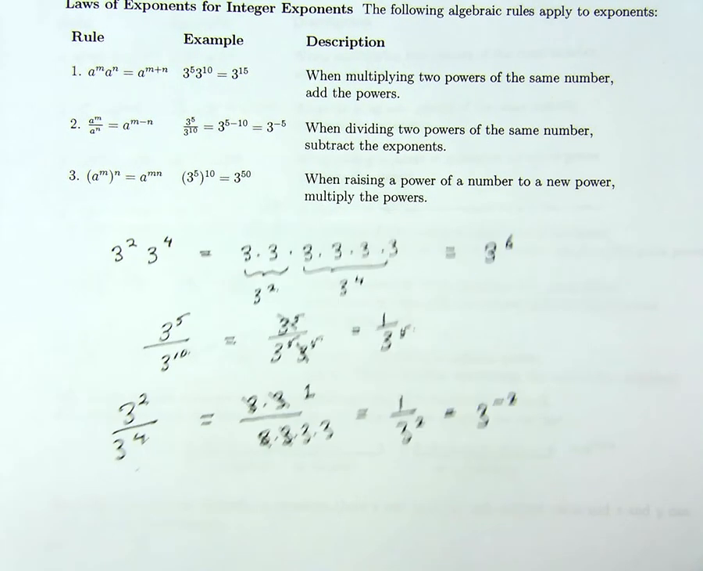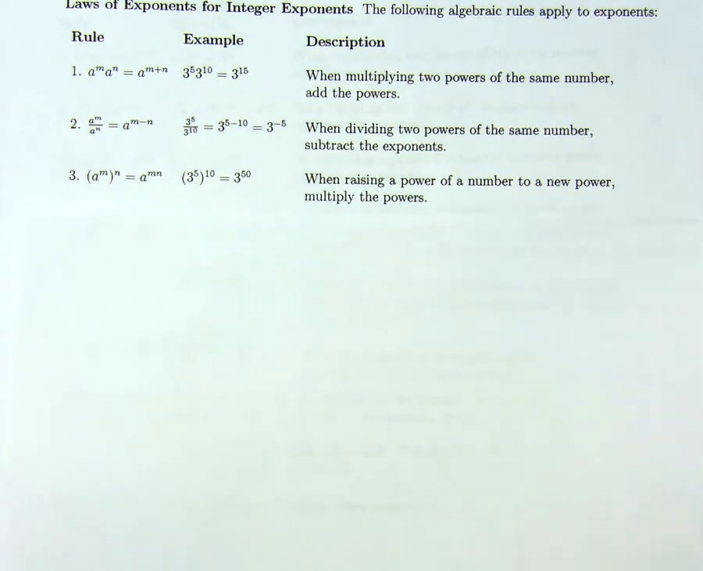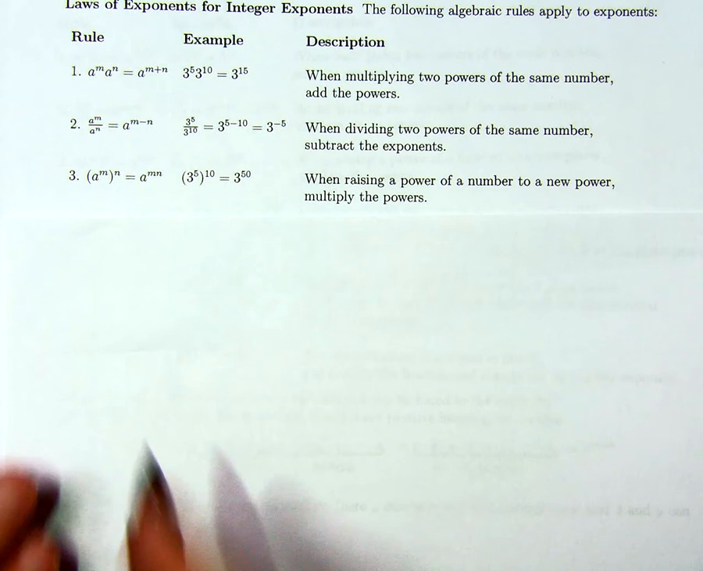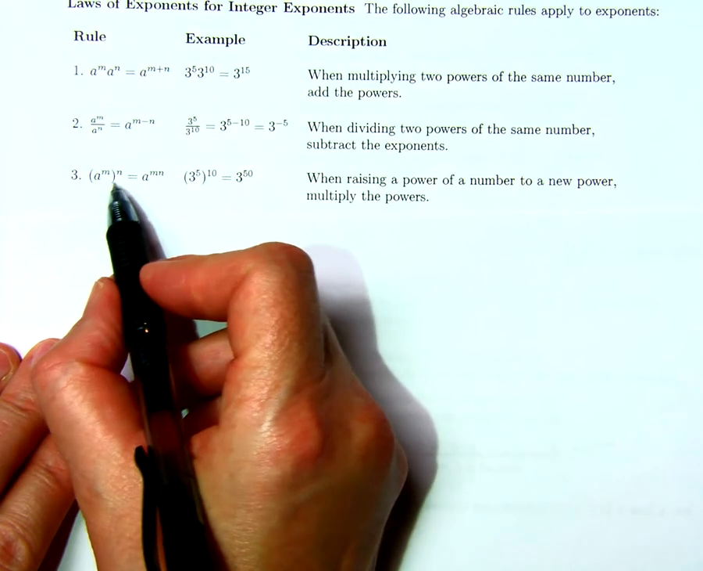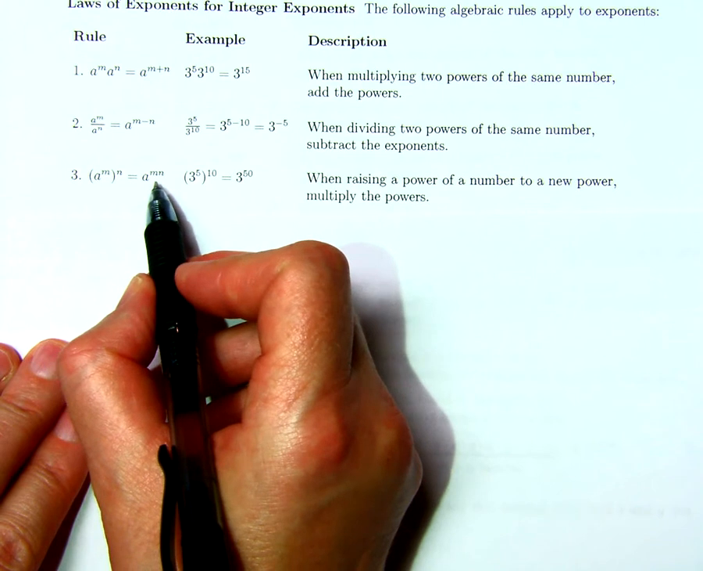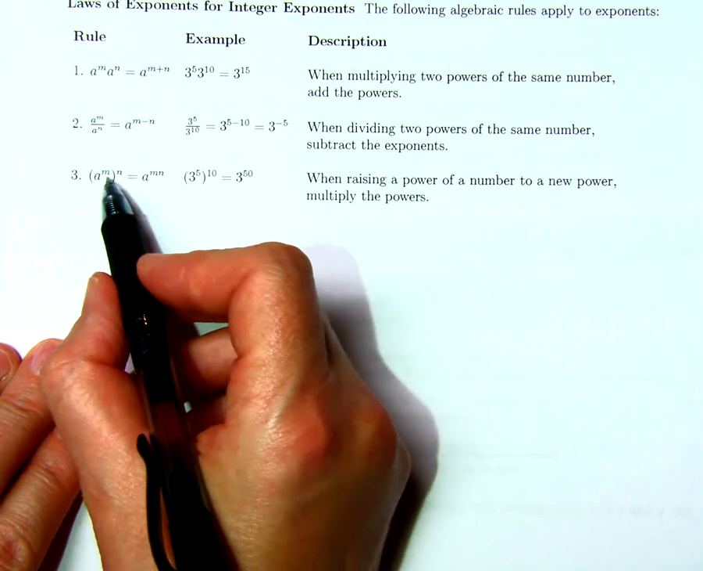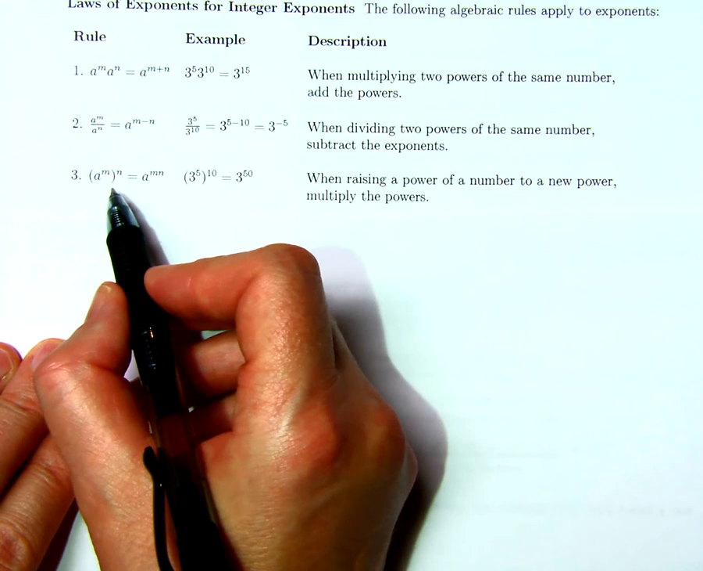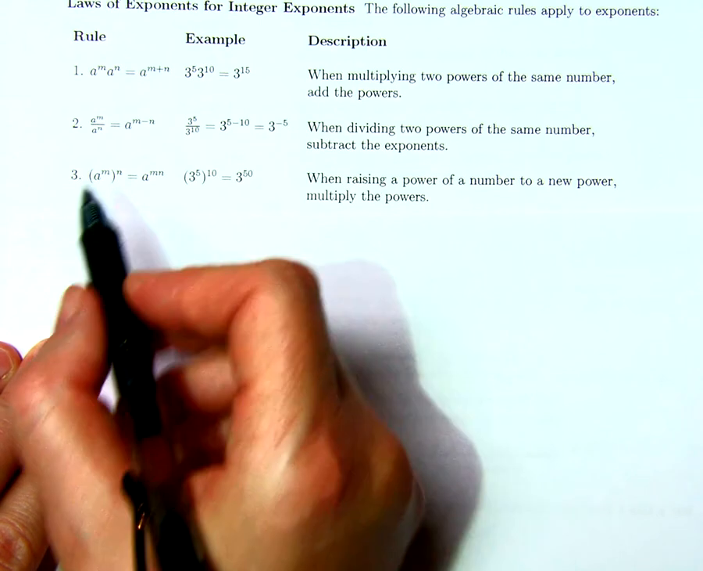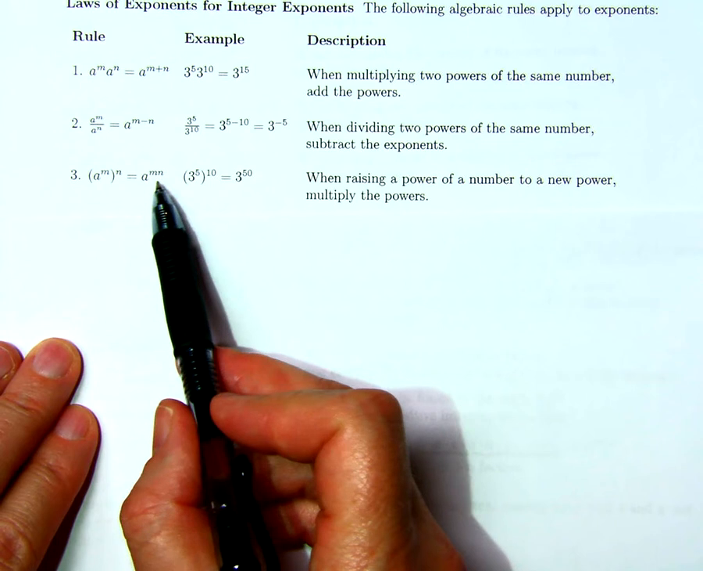The next rule tells you how to deal with powers of powers. So this says a to the m, to the n, is a to the m times n. So when I raise a power of a to a new power, I multiply the powers, and I get a to the m times n.